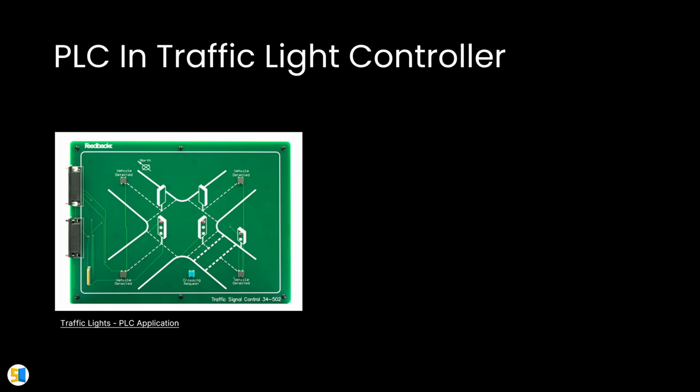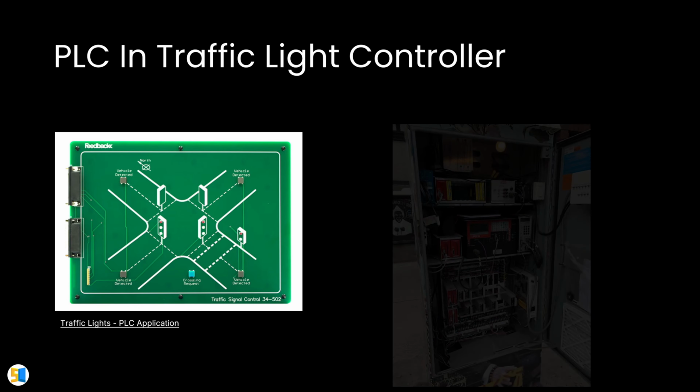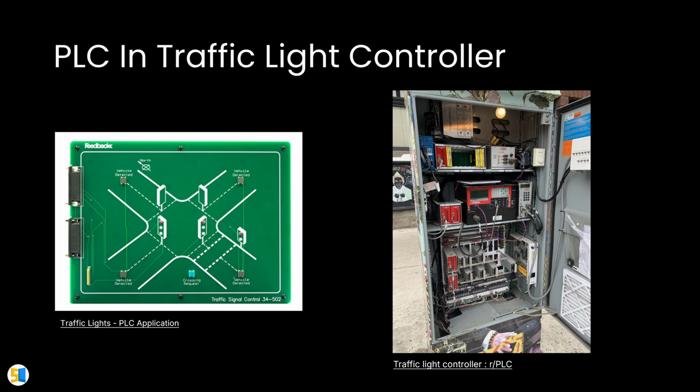One example of PLC usage in our daily life is the traffic light controller. These traffic lights are monitored and controlled by PLC hardware and software. For example, if a person wants to cross the street, he can push a button and it will switch the lights so he can cross the street.